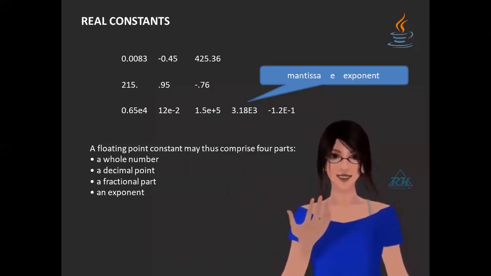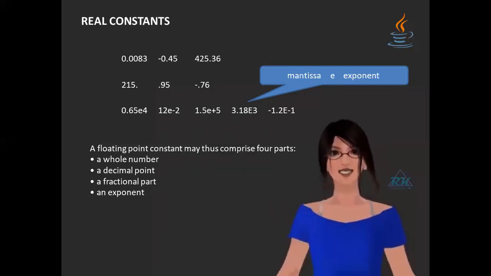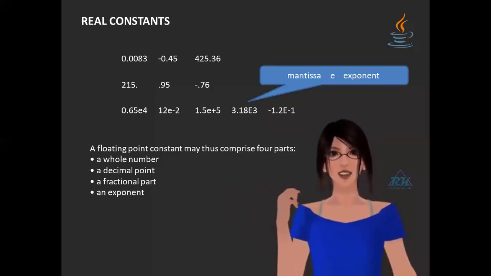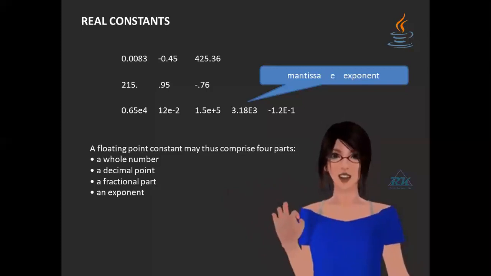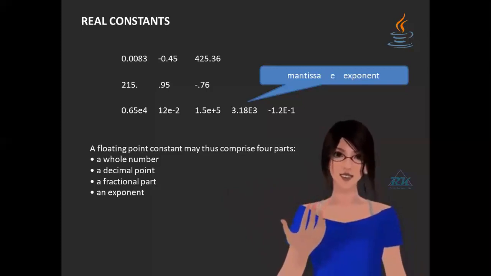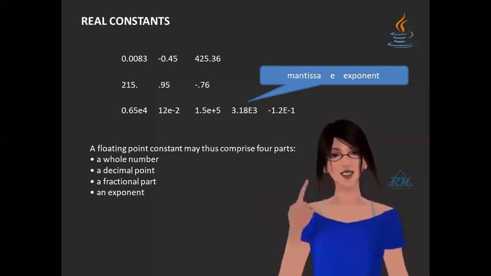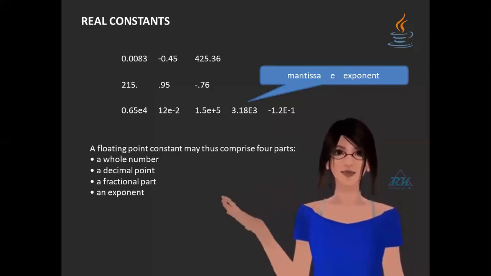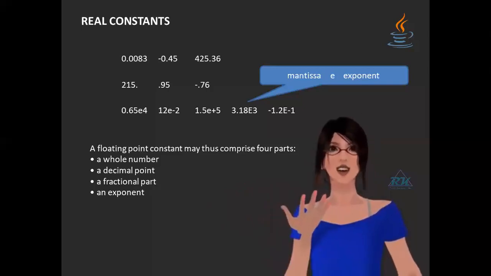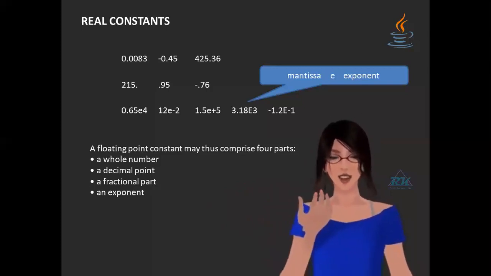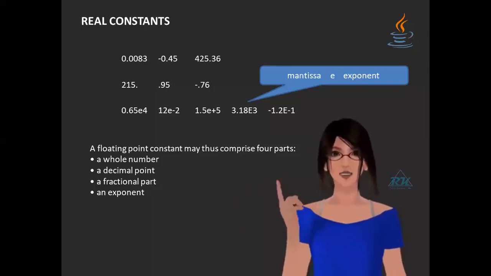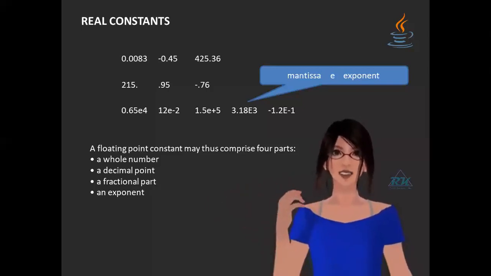The general form is mantissa e exponent. The mantissa is either a real number expressed in decimal notation or an integer. The exponent is an integer with an optional plus or minus sign. The letter separating the mantissa and the exponent can be written in either lowercase or uppercase. Since the exponent causes the decimal point to float, this notation is said to represent a real number in floating point form. Please find some examples of different forms of real constants. A floating point constant may thus comprise 4 parts: a whole number, a decimal point, a fractional part, and an exponent.